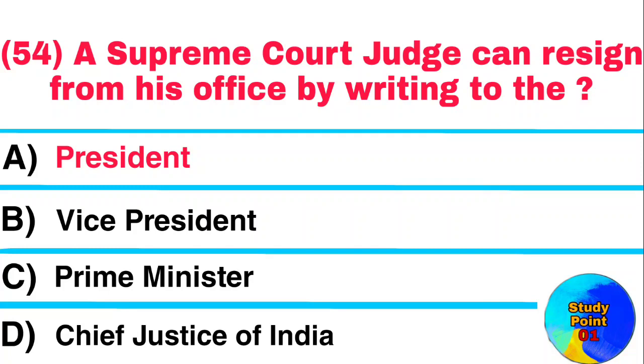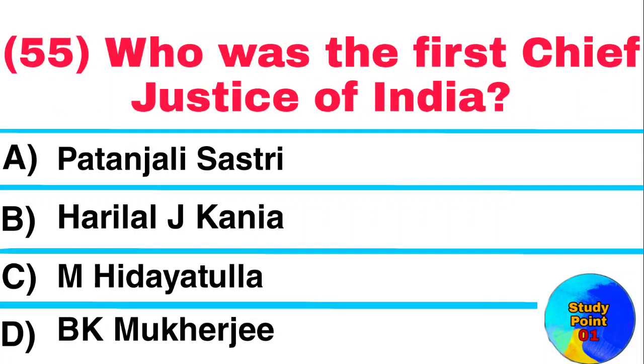Answer. President. Question. Who was the first Chief Justice of India? A. Patanjali Sastri. B. Harilal Jaikania. C. M. Hidayatullah. D. B. K. Mukherjee. Answer. Harilal Jaikania.